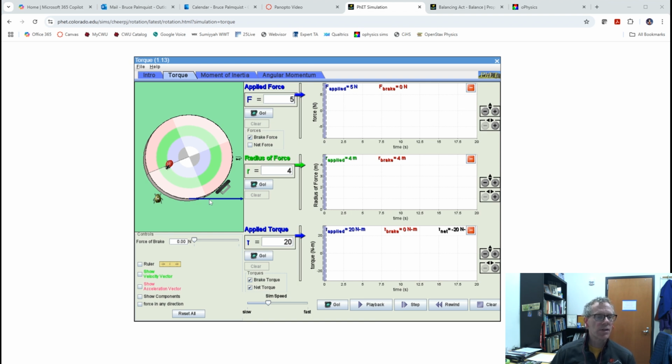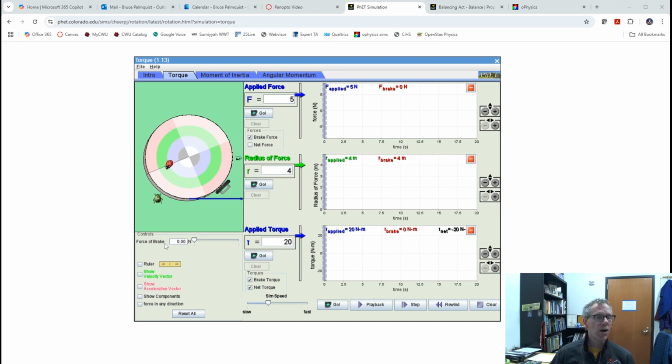Since the force is going to always be applied perpendicular to the disk here, the moment arm, or the perpendicular radius, is always just going to be the radius of the disk, which is 4 meters. So torque, 5 times 4, is, of course, 20.